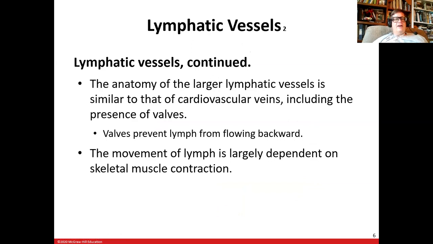All right, so lymphatic vessels. The bigger lymphatic vessels are a lot like veins. They even have flaps, valves in them, just like veins. This stops the lymph from going backwards. It can only go in one direction. Remember, we're trying to move lymph away from the tissues of the organs and towards the circulatory system, towards those two big ducts. We're going to dump the fluid back into the blood.